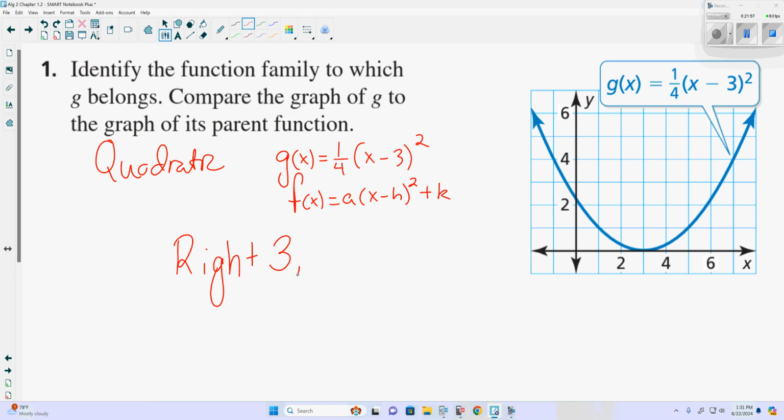Now the other part we have is what? 1/4, which is going in place of A. Is it negative? So is there a reflection? No. All we have is a vertical stretch or shrink. And it would indeed be a vertical shrink of 1/4. And that's it. Questions on this here? You're feeling comfortable with these here?